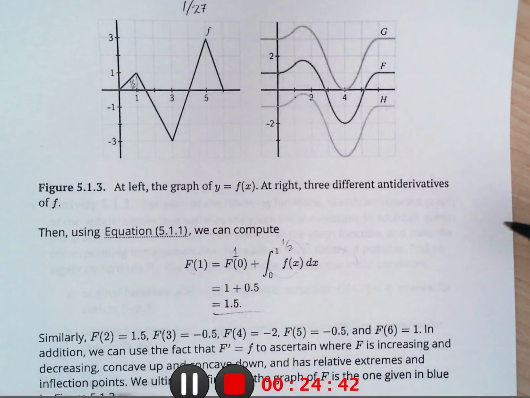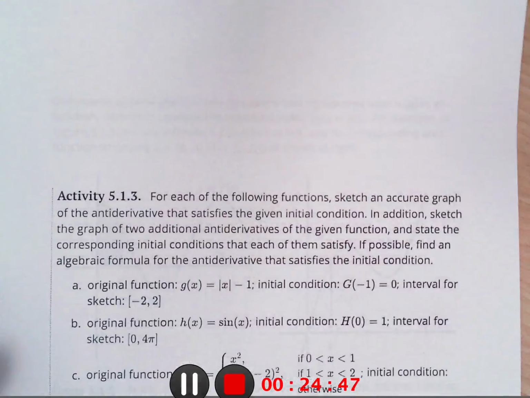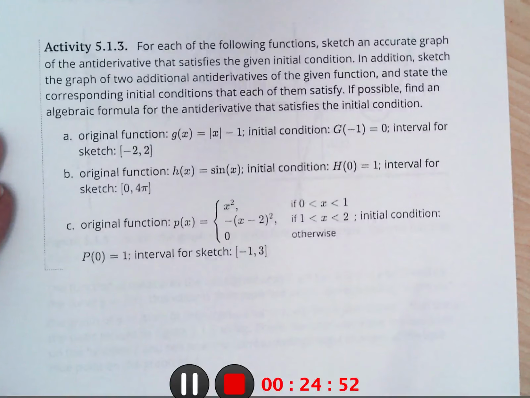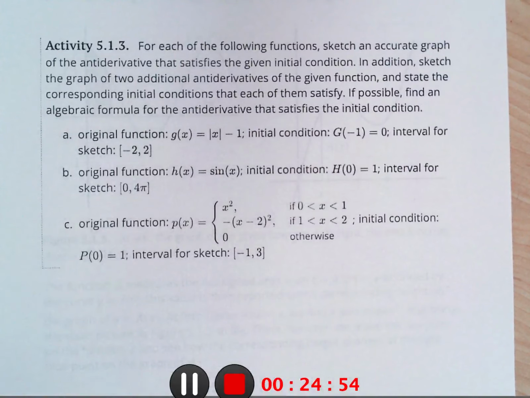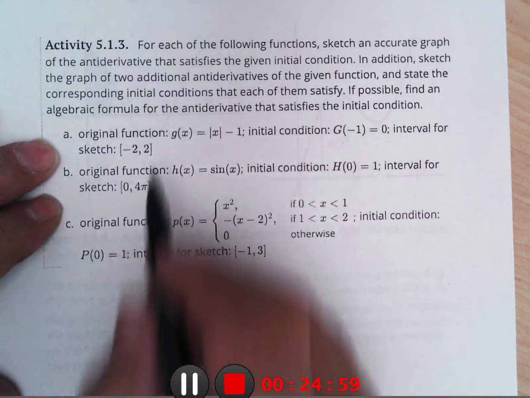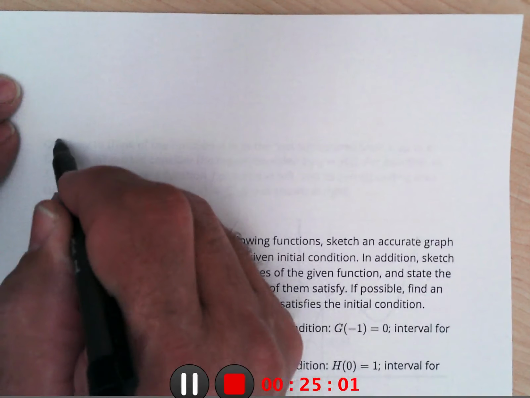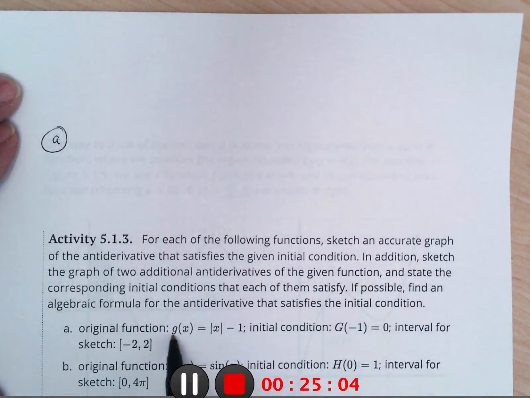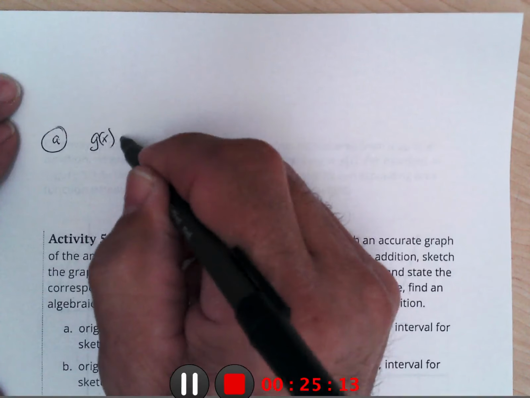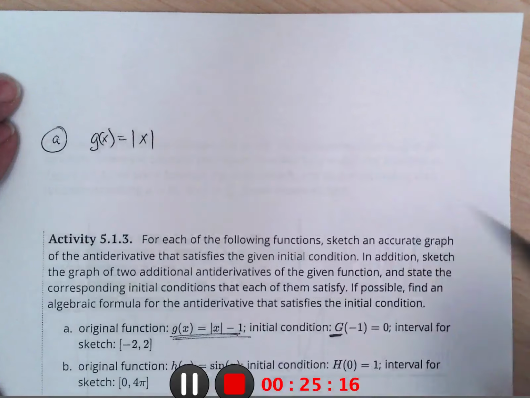Okay? And they go through a proof of that. You can look at that, but that's what it does. Then in class, we said, now let's try this one. So, the original, let's do A here. I'll do it up here. It says the original function, the derivative, because they find the antiderivative, the derivative is absolute value of x minus 1.